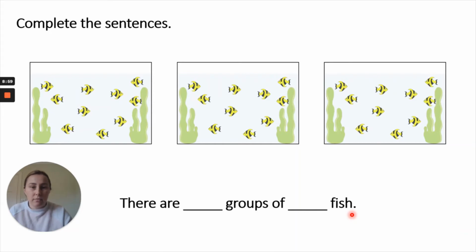Right, are you ready? There are 3 groups of 10 fish. We have equal groups because there are 10 fish in each fish tank. And there are 3 groups because we have 3 fish tanks. So there are 3 groups of 10 fish. Well done if you got that sentence correct.